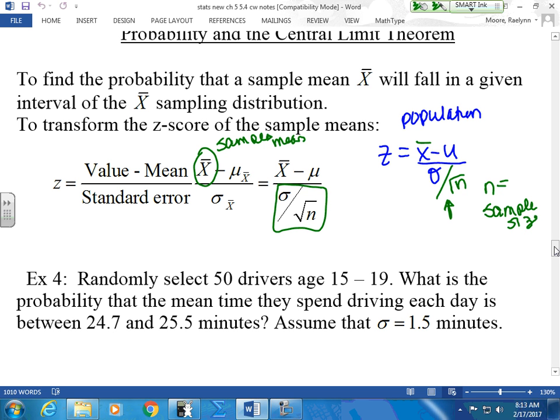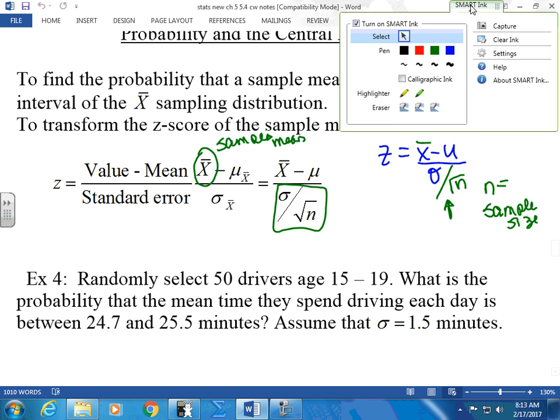The hardest part is figuring out when do I divide by the square root of n. Well, you only do that when you have an n. If you don't have an n, you have a population. And then we're back to your regular z-score. Okay? So we're ready? Okay.